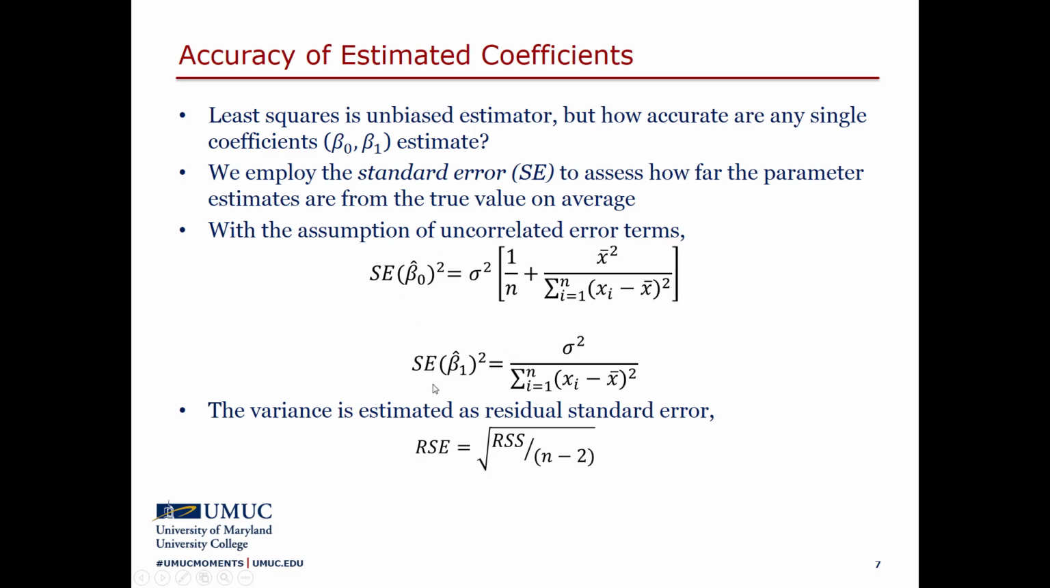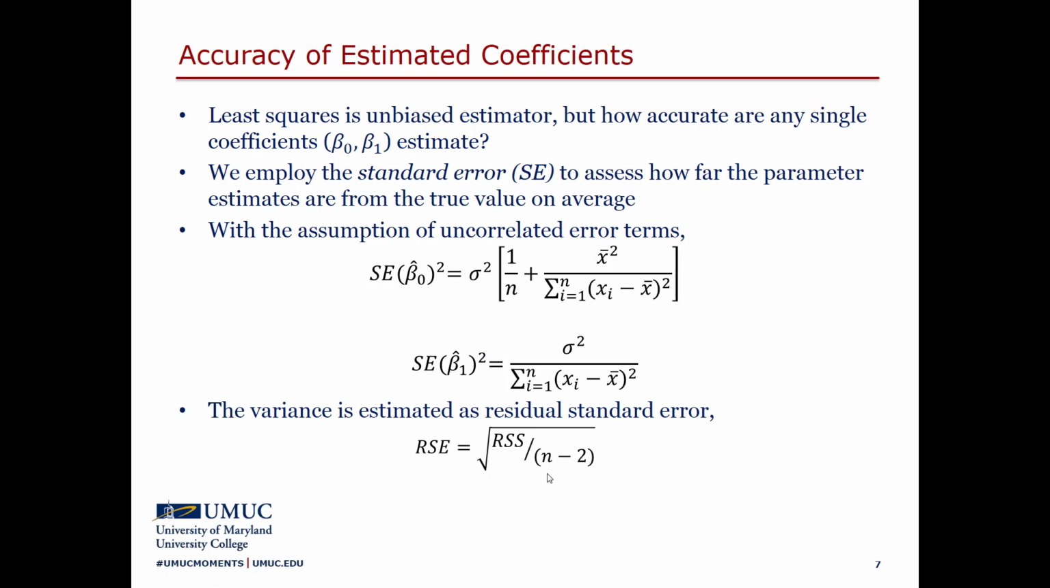For the standard error of the slope term, again for the estimated quantities, it is the population variance, which we have to estimate because we don't know it, over the sum of the squared differences between the xi's and the sample mean. Okay, so the population variance is estimated as the residual standard error of this.